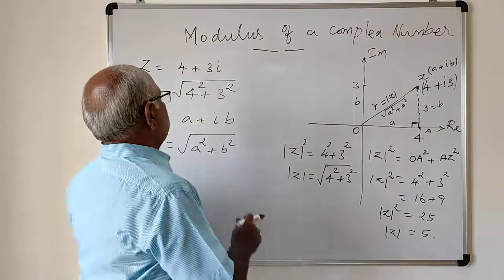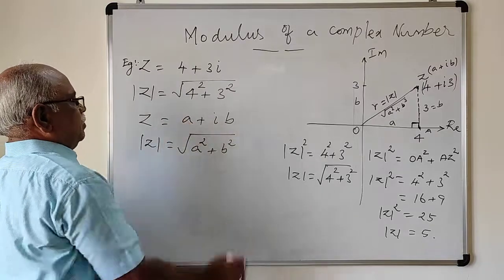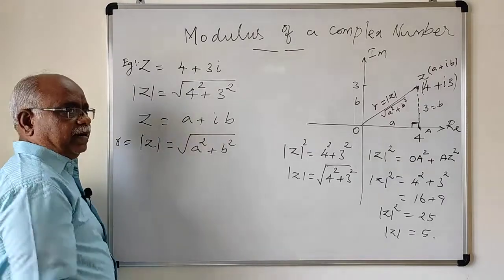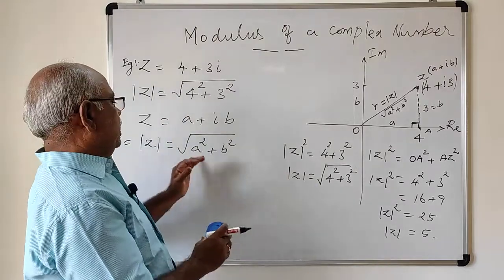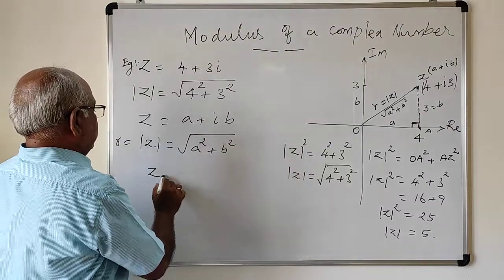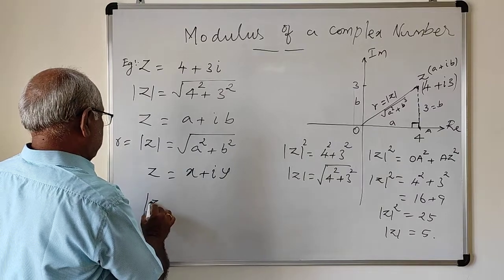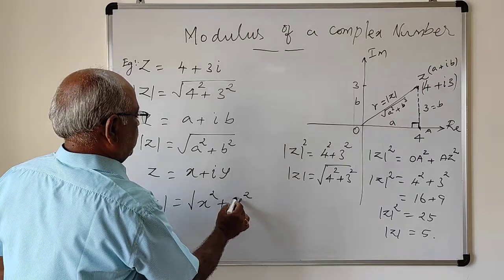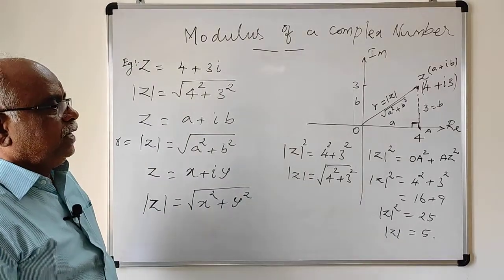This was an example; this is the actual definition. Z is a plus ib, a complex number. Then mod of Z is root of a square plus b square. It is also called by the letter r. So the modulus of a complex number is the square root of real part square plus imaginary part square. Suppose Z is x plus iy, then mod of Z equals root of x square plus y square. This is the definition for the modulus of a complex number. Okay?